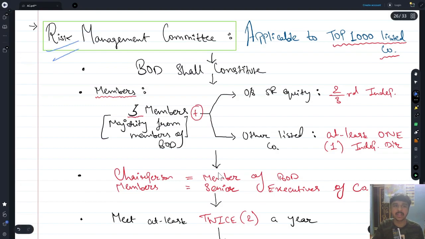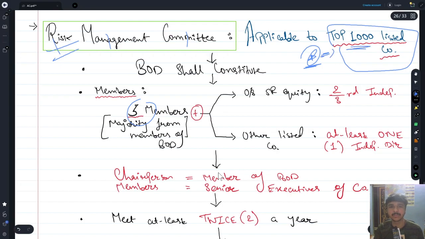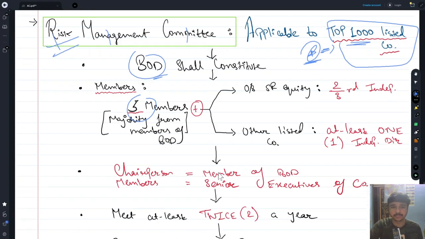Now the Risk Management Committee, again 1, 2, 3 words, so 3 members. This is applicable only to top 1000 listed companies. Remember this is a star point. The Risk Management Committee is applicable only to top 1000 listed companies. The board of directors will constitute this. The risk management, what they will do? Basically, they will manage the risk of the company.